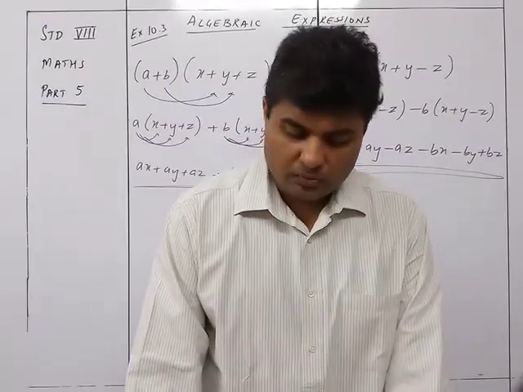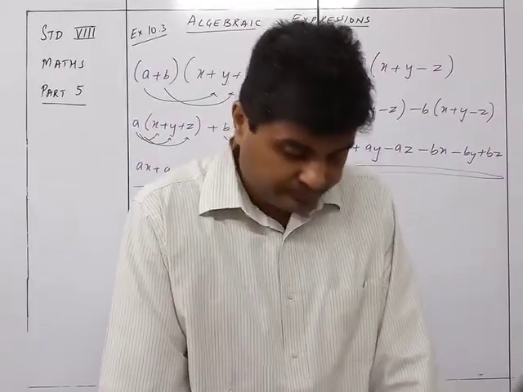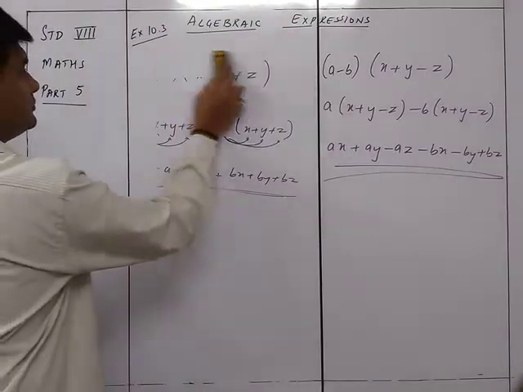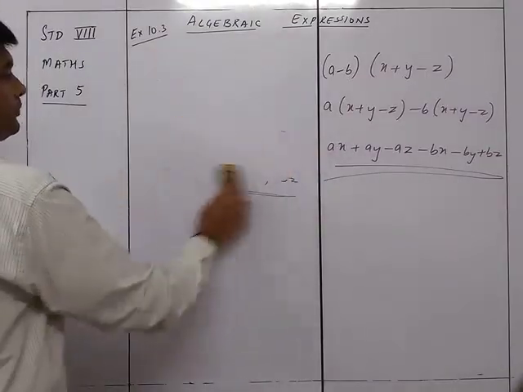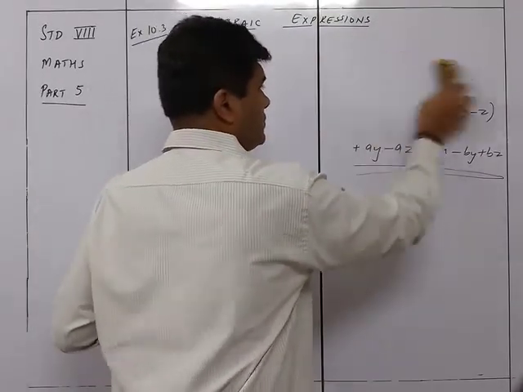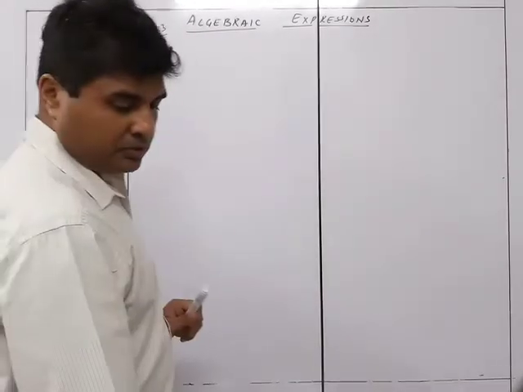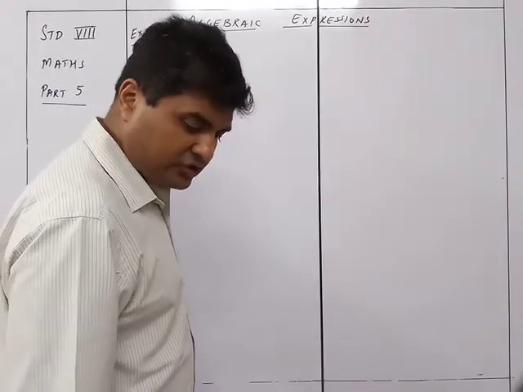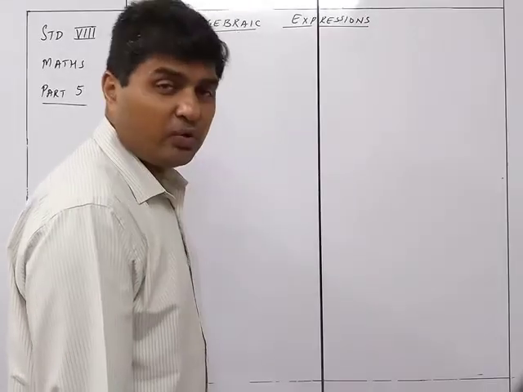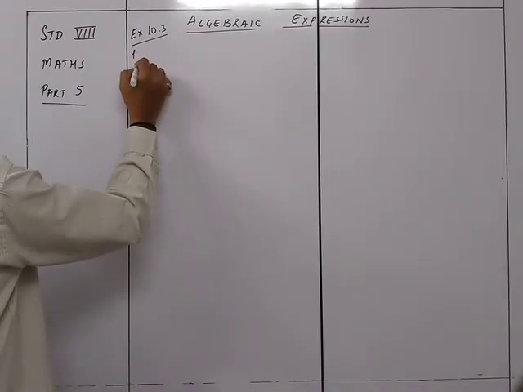Okay, so with this we will start with our exercise, that is exercise 10.3. So in exercise 10.3, let us do the alternate sums. So today we will do all the second sums. So first, second and fourth. So it will be first, second.